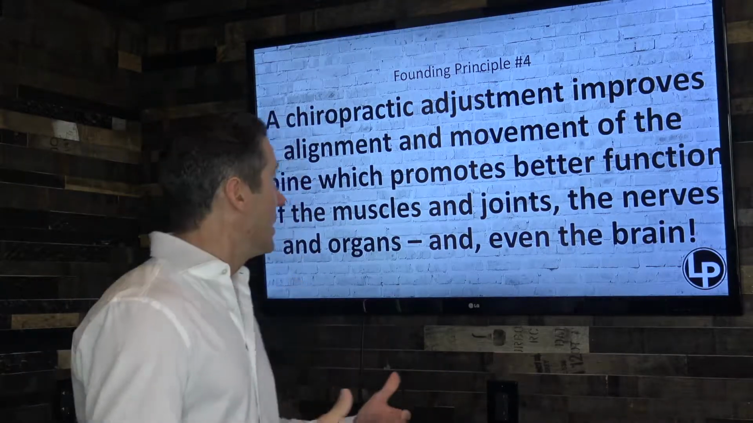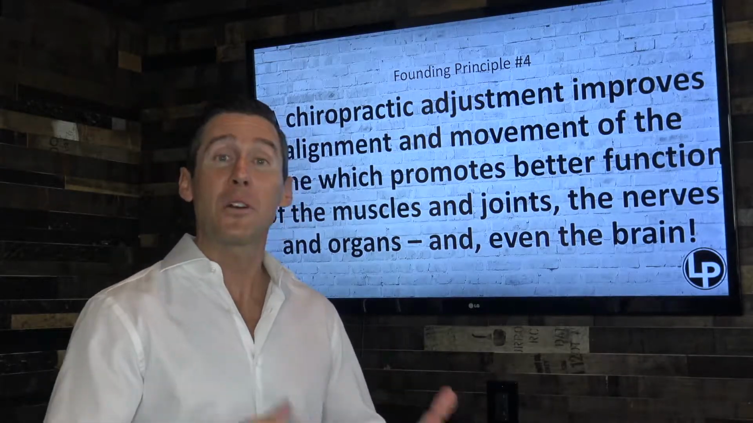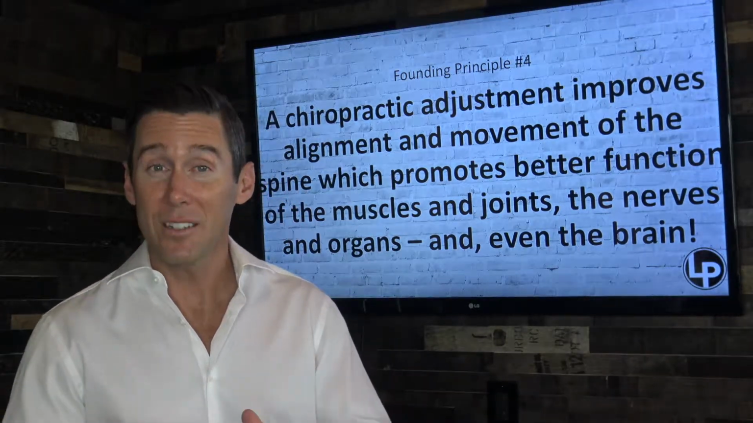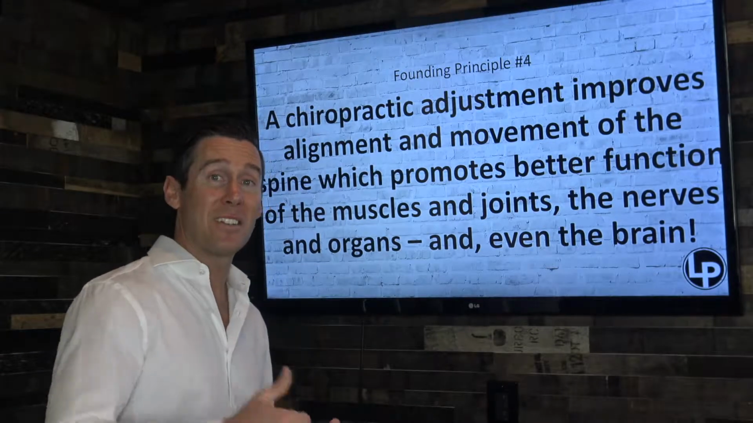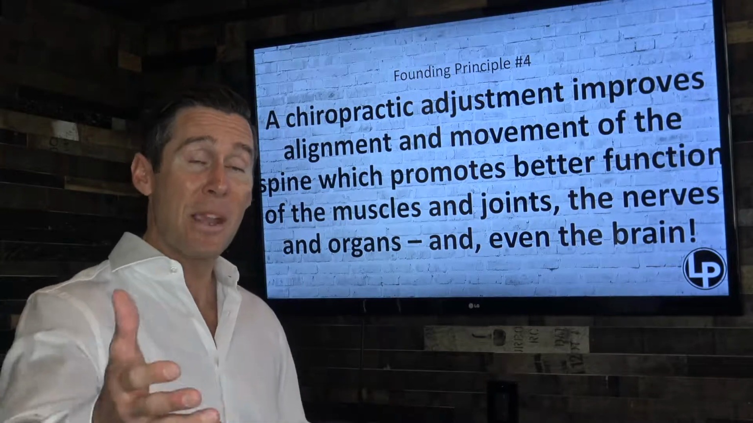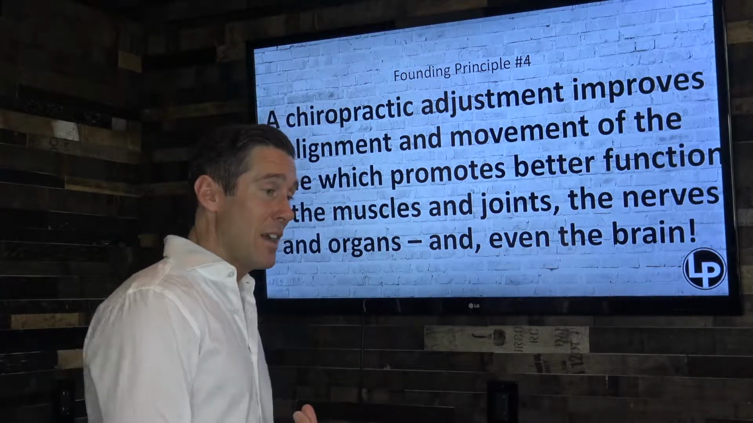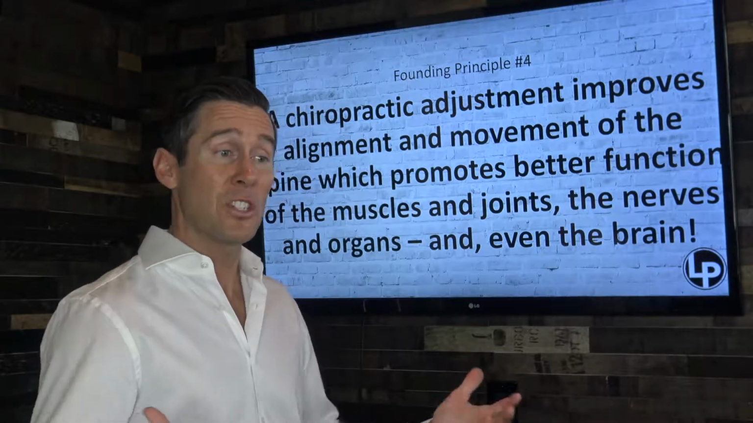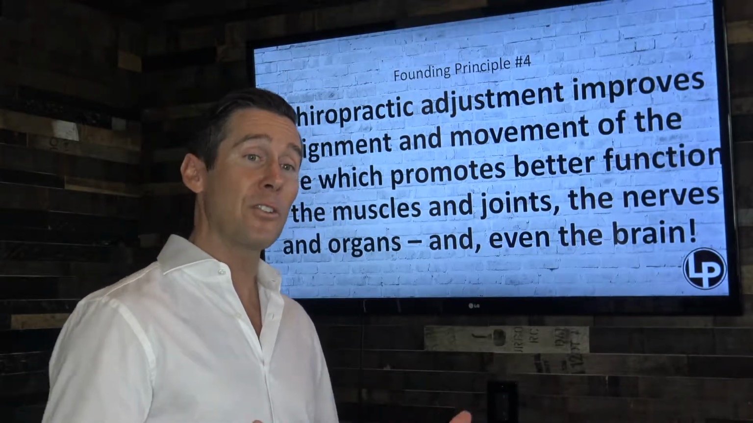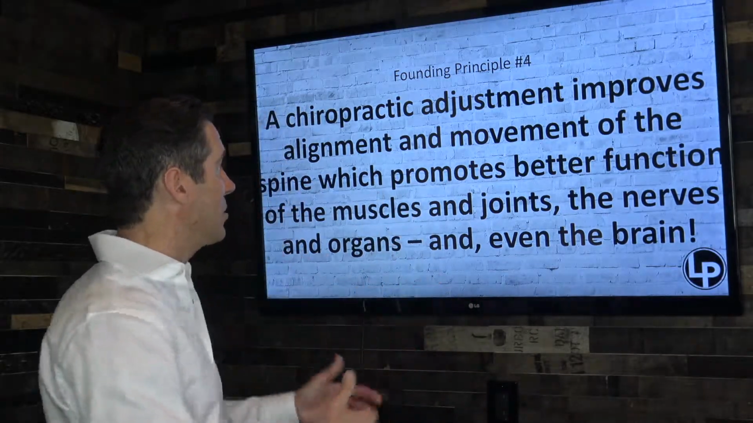Chiropractic adjustment improves alignment and movement of the spine, which promotes better function of the muscles and joints, the nerves and organs, and even the brain, right? So we just flip-flopped it. One promotes dysfunction of these pieces and parts that patient X is probably concerned about or knows about or has issues with, right, or their family did. And my solution as a chiropractor just so happens to address those and promote better function in those things, right, in the whole system. And it's fairly all-inclusive.